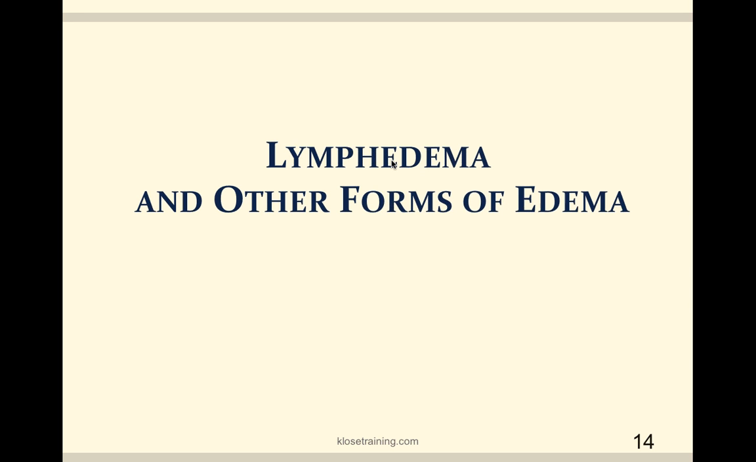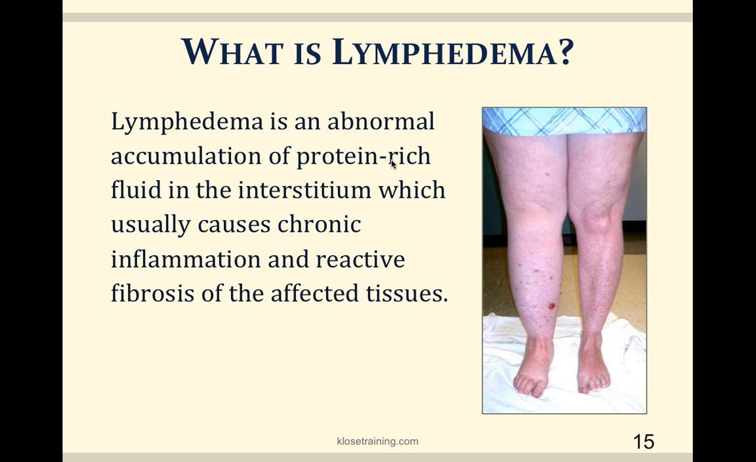So there's many types of edema, and we need to figure out which type we're looking at. So what is lymphedema? Lymphedema is an abnormal accumulation of protein-rich fluid in the interstitium, which usually causes chronic inflammation and reactive fibrosis. When there's a mechanical failure of the lymph system, that's when your protein-rich fluid accumulates in the tissues. And it usually then causes something called fibrosis, or buildup of connective tissue.